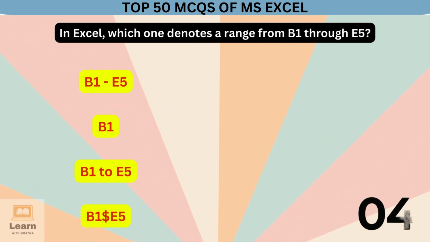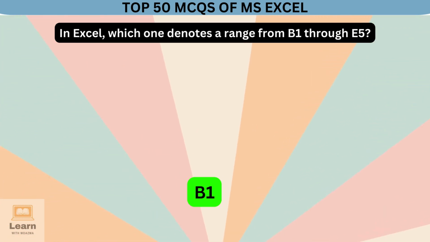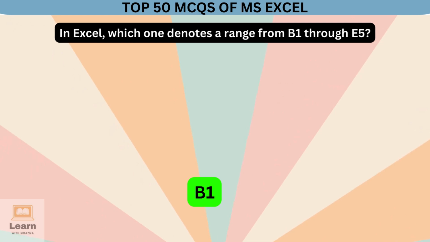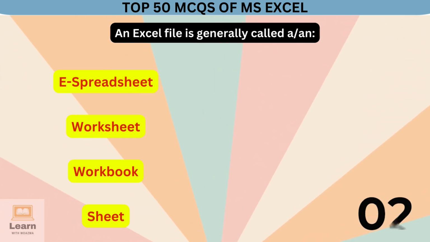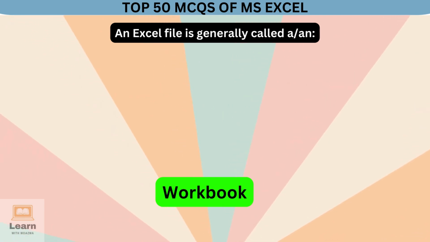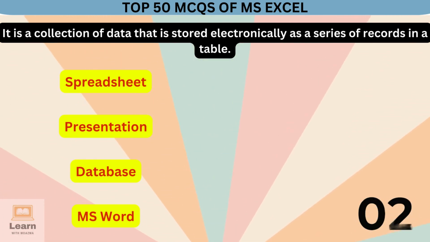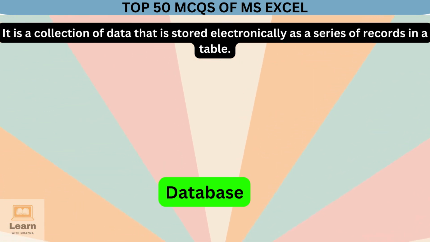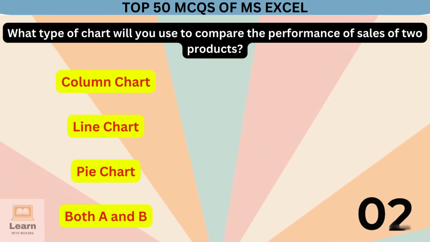In Excel, which one denotes a range from B1 through E5? An Excel file is generally called an. It is a collection of data that is stored electronically as a series of records in a table. What type of chart will you use to compare the performance of sales of two products?